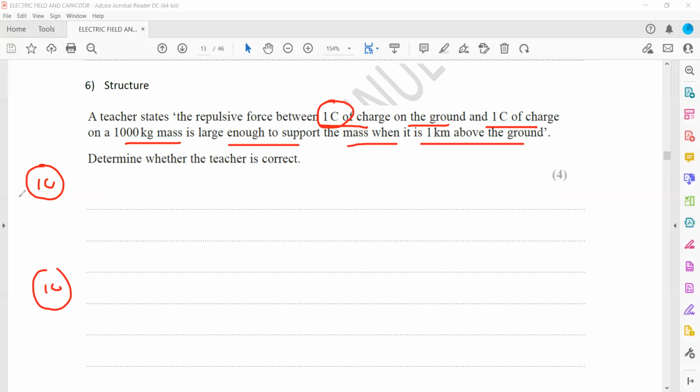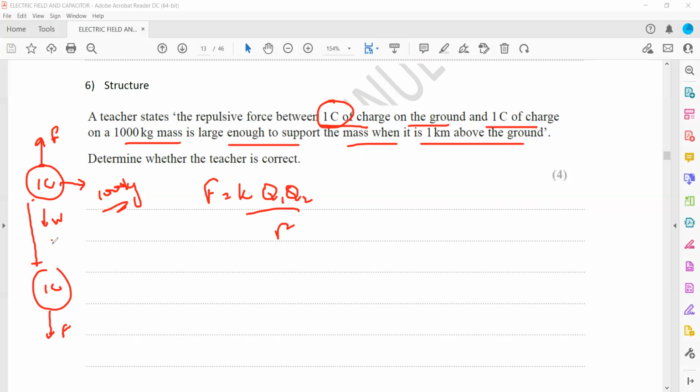So this object has a mass of 1000 kilogram. They are saying that there's a repulsive force, so both are repelling each other. So this electrostatic repulsion should be more than or equal to the weight, so it can support. So first we'll find the force between the charges. F is equal to K Q1 Q2 over r square. And when it is 1 kilometer above the ground, the distance between the charges is 1 kilometer or 1000 meters.